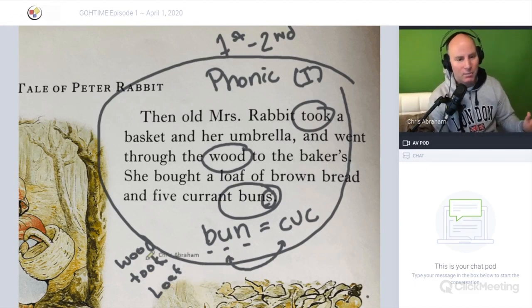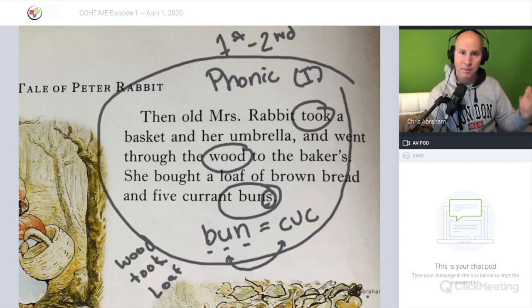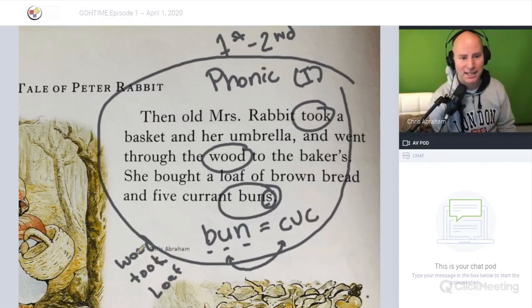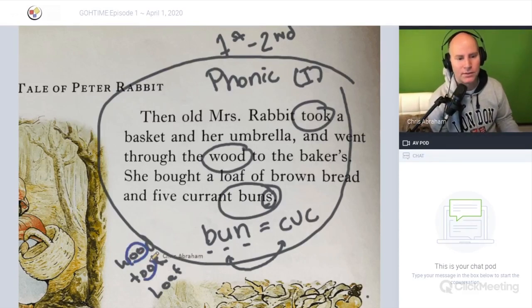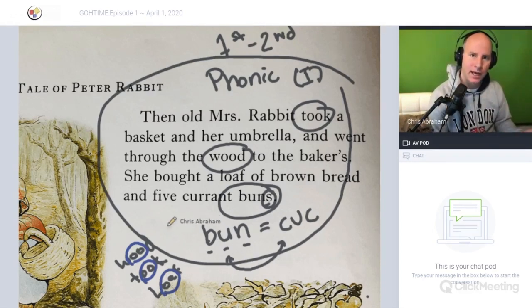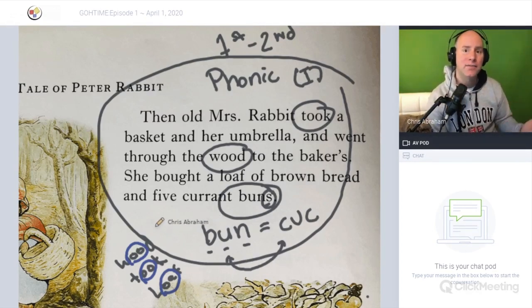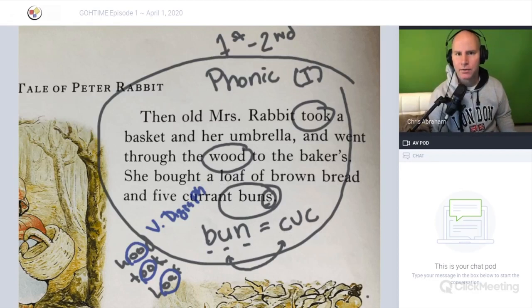Okay, but what are these? Team, we're reviewing phonics now within this basic text that you started to laugh at me when I started to read it. What's the phonics rule here? Well, we have two vowels that make one sound. What do we call that? Oh yeah, that's called a vowel digraph, right? Two vowels that make one sound are vowel digraphs.